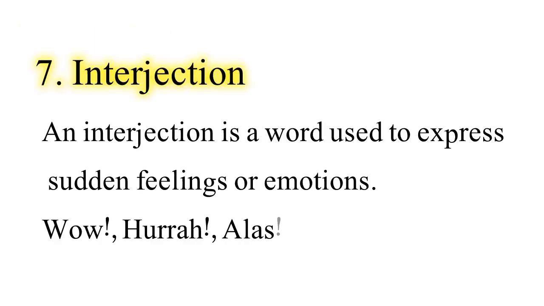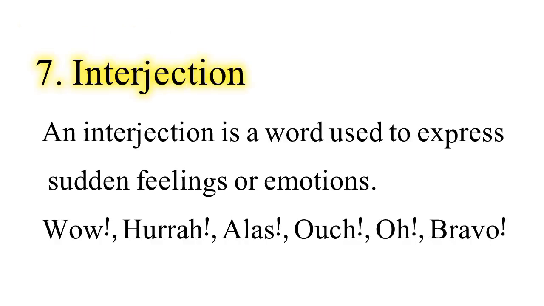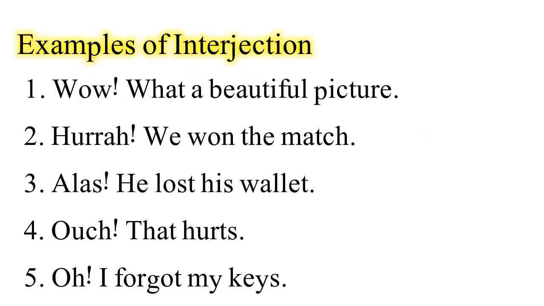Next, interjection. Definition: an interjection is a word used to express sudden feelings or emotions. Formula: interjection plus sentence. Examples: 1. Wow, what a beautiful picture! 2. Hurrah, we won the match! 3. Alas, he lost his wallet! 4. Ouch, that hurts! 5. Oh, I forgot my keys!